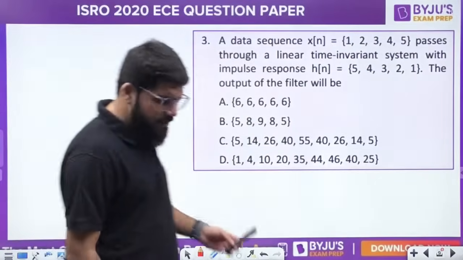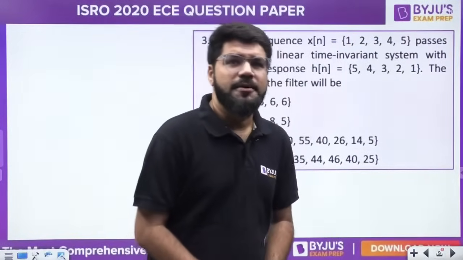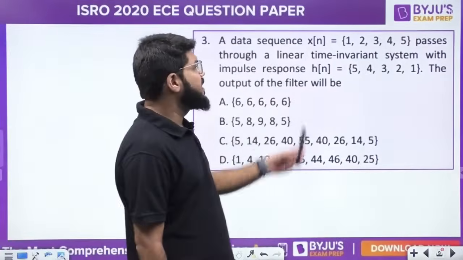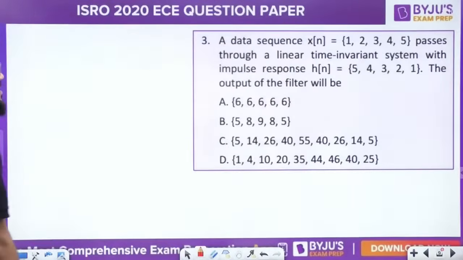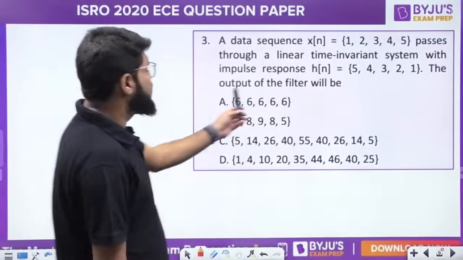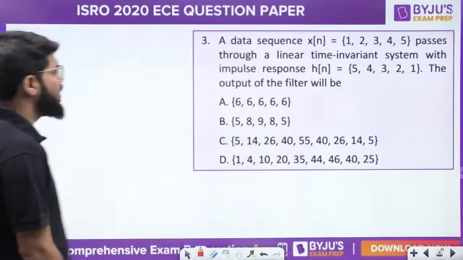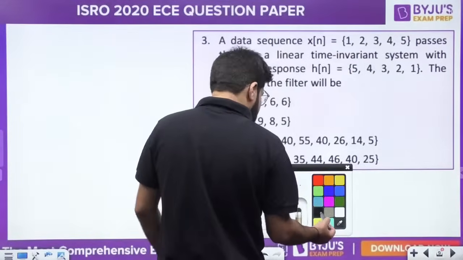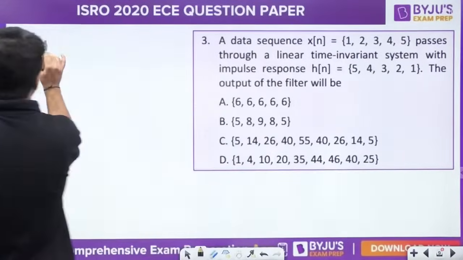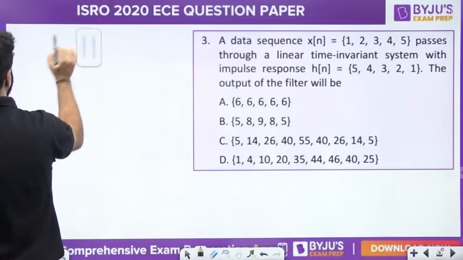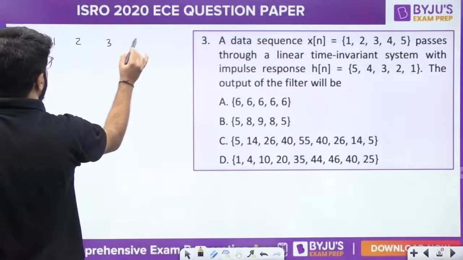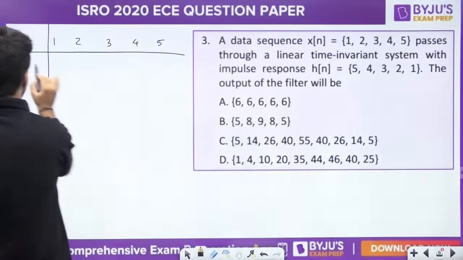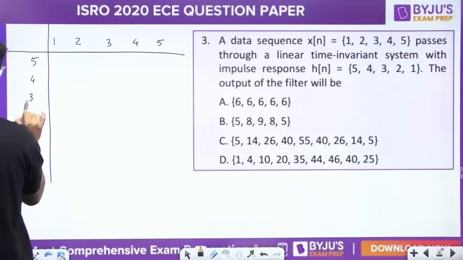Okay guys, a fundamental question from signals and systems. Let's move ahead. Consider a data sequence 1, 2, 3, 4, 5, which passes through a linear time invariant system with the impulse response h equal to 5, 4, 3, 2, 1. What is the output of the filter? Very fundamental. We will apply the sum by column method. I'll write down the input, 1, 2, 3, 4, 5, to be convolved with the other signal, that is 5, 4, 3, 2, 1.